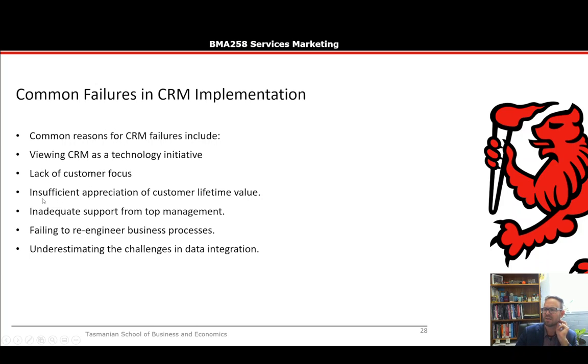Other failures are lack of customer focus, and insufficient appreciation of customer lifetime value, which is how the value of the customer accumulates over the lifetime of the relationship, and how we measure that. Also inadequate support from top management, failure to engineer business processes, and underestimating the challenges in data integration.